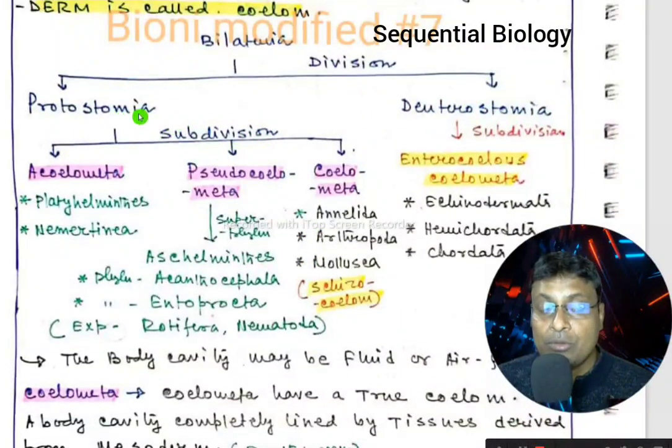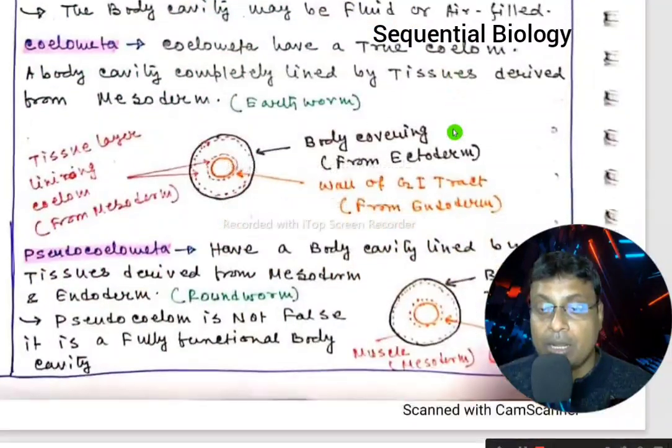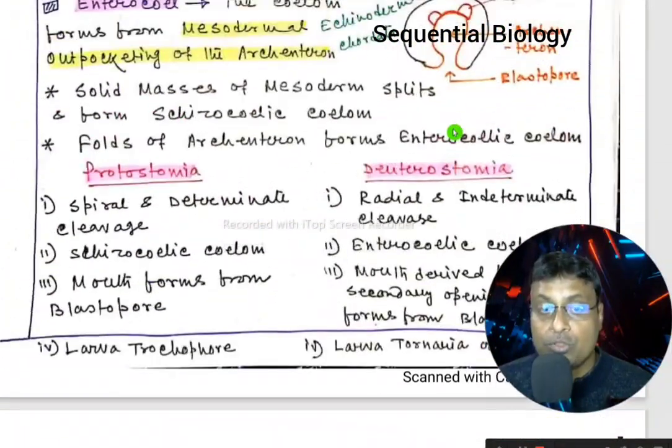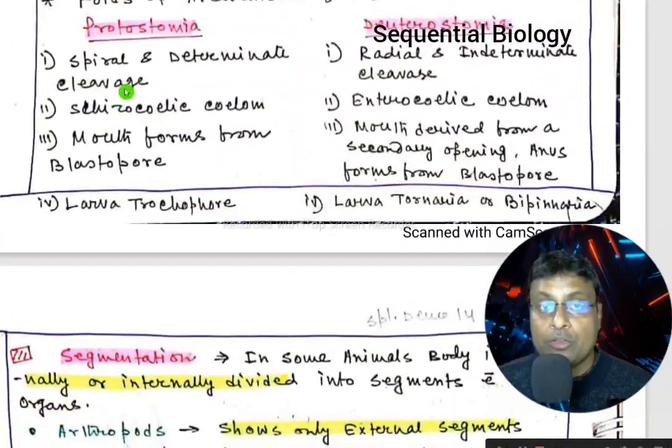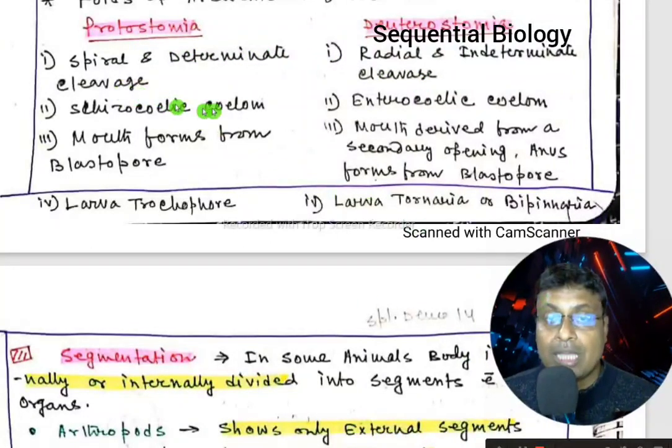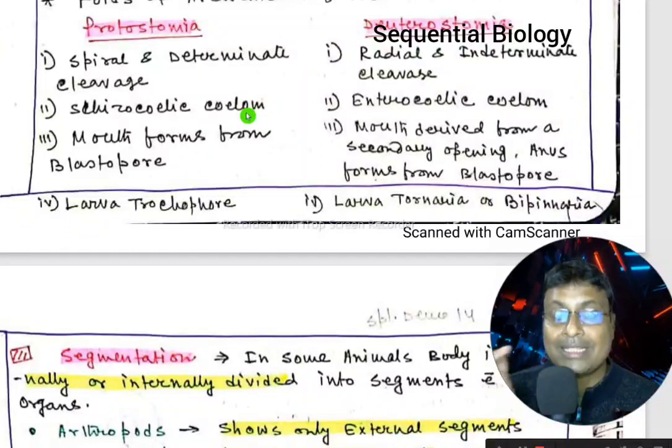Now we will study the differences between protostomia and deuterostomia. The bilateria are divided into two groups, protostomia and deuterostomia. What are the differences between them? In protostomia, spiral and determinate cleavage can be seen, but in deuterostomia, radial and indeterminate cleavage is seen. In protostomia, the coelom is always schizocoelic, meaning a solid mass of mesoderm splits and forms the coelom. But in deuterostomia, enterocoelic coelom is found.